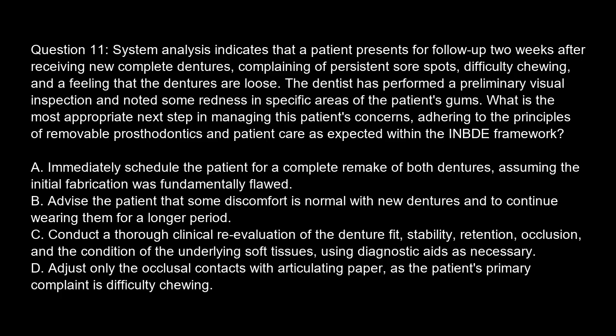Option A. Immediately schedule the patient for a complete remake of both dentures, assuming the initial fabrication was fundamentally flawed. Option B. Advise the patient that some discomfort is normal with new dentures and to continue wearing them for a longer period. Option C. Conduct a thorough clinical reevaluation of the denture fit, stability, retention, occlusion, and the condition of the underlying soft tissues, using diagnostic aids as necessary. Option D. Adjust only the occlusal contacts with articulating paper, as the patient's primary complaint is difficulty chewing.